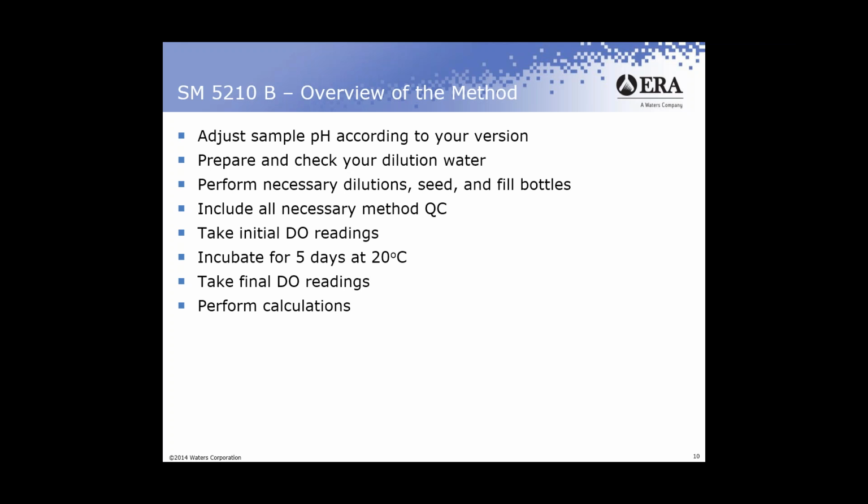Incubate that for 5 days at 20 degrees C. We want to make sure we do it for the right time at the right temperature. We'll discuss what could happen if we're not using the right time and the right temperature. And it tells you to take that final DO reading so we see what our uptake is and that we can do our calculations properly. We want to take into consideration that any seed we use will have BOD in it. We need to correct for that because it's not part of the sample, it's part of the seed.